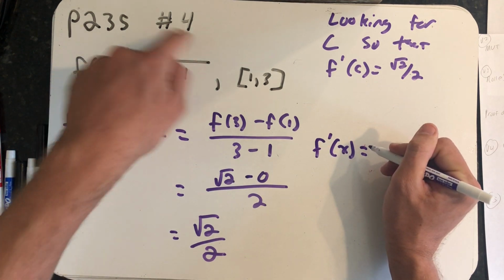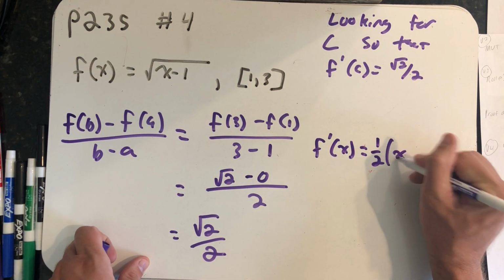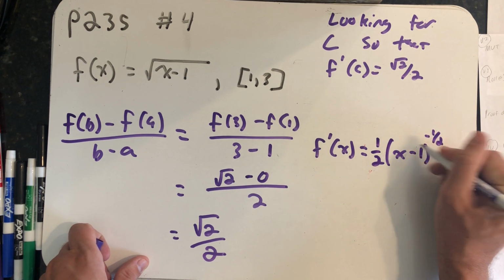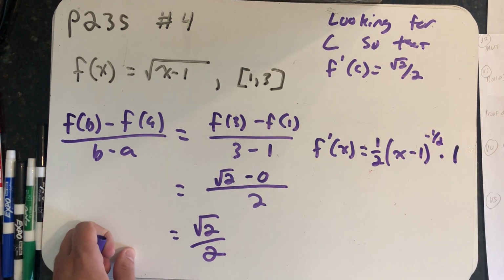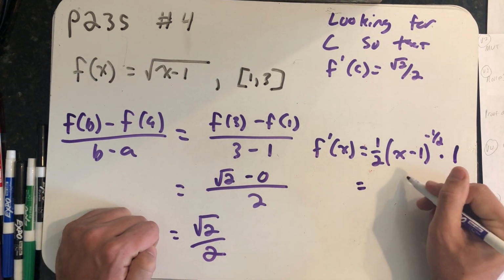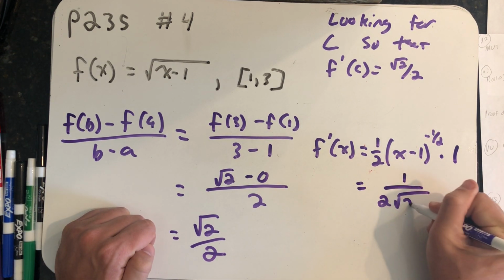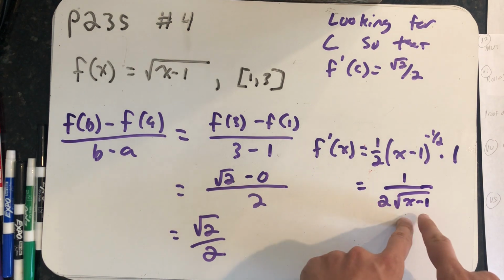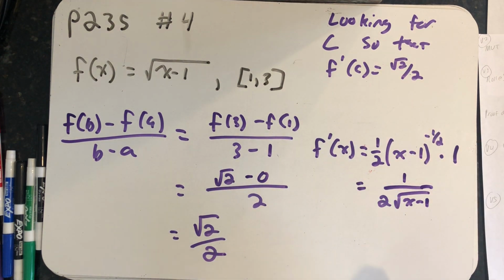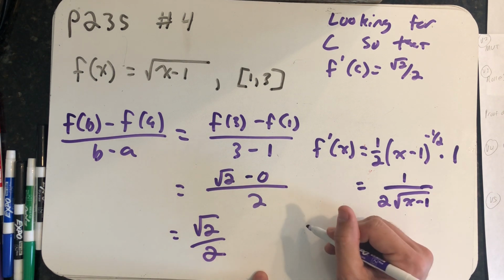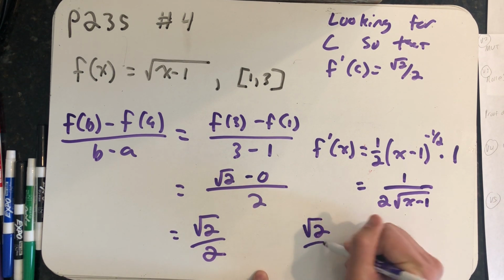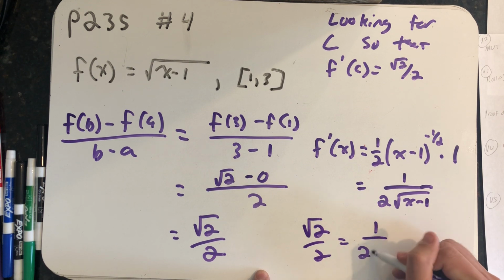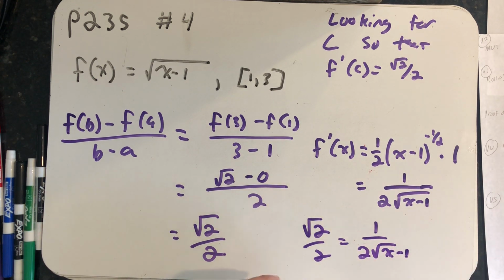All right, so I'm thinking about that square root as a 1/2 power. And I need to take the derivative of the inside, but that's boring here. It's just times 1. And so my derivative is 1 over 2 square root of x minus 1. So now I'm thinking about what value do I plug in there so that this is equal to root 2 over 2. So let's set the two things equal to each other and see if we can solve that equation. So root 2 over 2 is equal to 1 over 2 root x minus 1. All right, let's move on over to the next board and see if I can finish solving this equation.